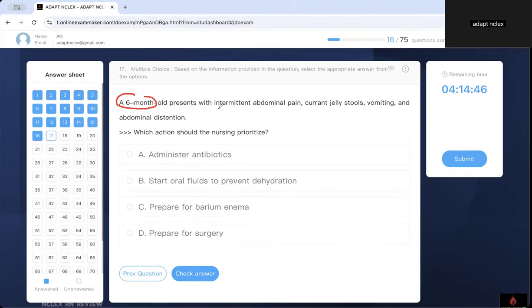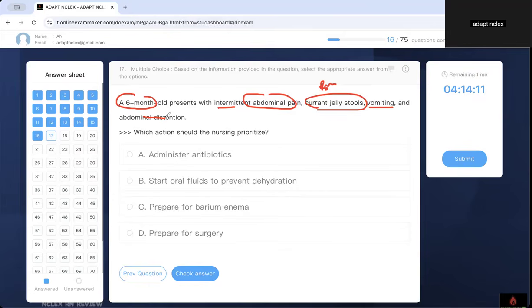What is a 6-month-old? He has abdominal pain. It's intermittent. Currant jelly stool. It's a buzzword. It should ring in your ear. He vomits and he has distension. If you connect all of them together, what does it give you? That is the question. Currant jelly stool, abdominal pain, vomiting, distension in a 6-month-old. This is what? Intussusception. If this is intussusception, what should you prioritize? Give them antibiotic, give them oral fluid to prevent dehydration, prepare for barium enema, and prepare for surgery.